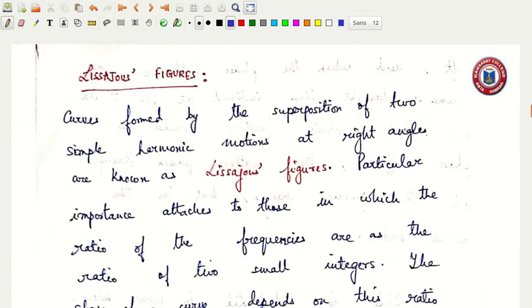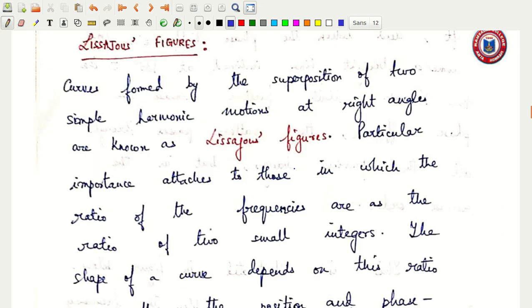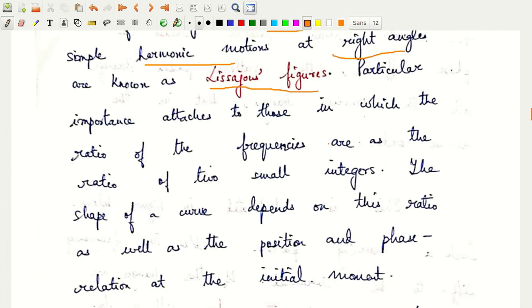Now, what are Lissajous figures? The curves formed by the superposition of two simple harmonic motions acting at right angles are known as Lissajous figures. This is a very important topic, and particularly if the ratio of these frequencies is the ratio of two small integers, then there is a particular importance attached to this.